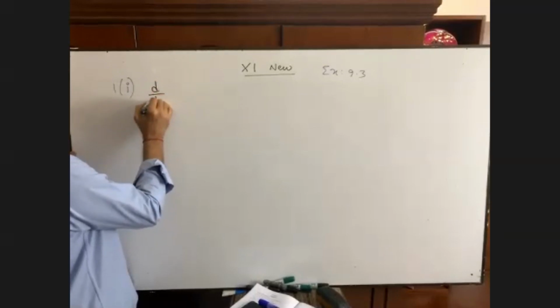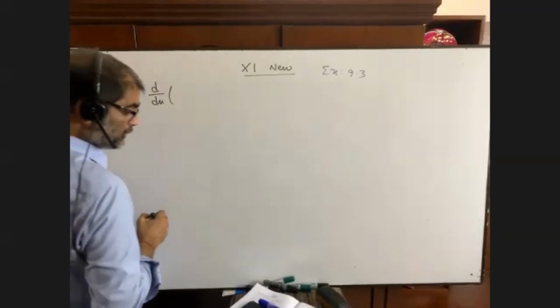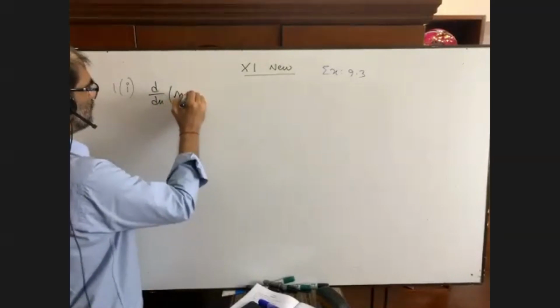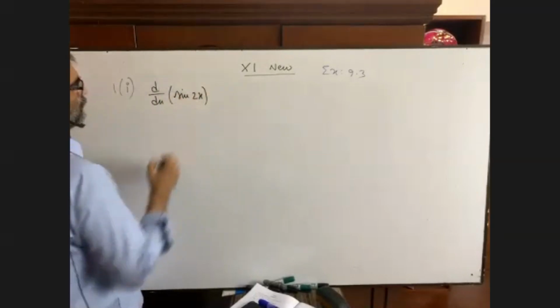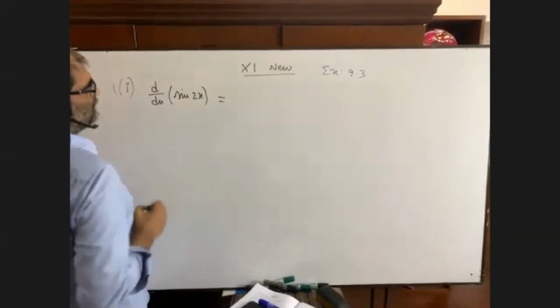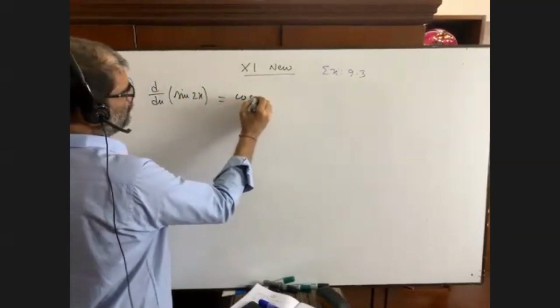Write down d by dx of sin 2x. You have to do a lot of math. Sin 2x, what do you do? What is the derivative of sin 2x? Let me know. It is cos 2x.